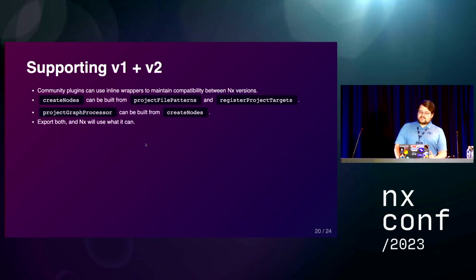The way we recommend doing that is via some wrapper in your plugin. So we know that you can adapt your createNodes from your V1 plugin config. I've shown how we do that, but you can also inline that in your code base if you want to stick around. And while you can't do that to go from a project graph processor to createNodes, you can go the other way. It's really easy to build a project graph processor that's createDependencies. If you call your createDependencies function, you can really easily take each of those dependencies and feed it to the project graph builder to build the new project graph. And then you can just export both, and whatever NX can use, it will use.